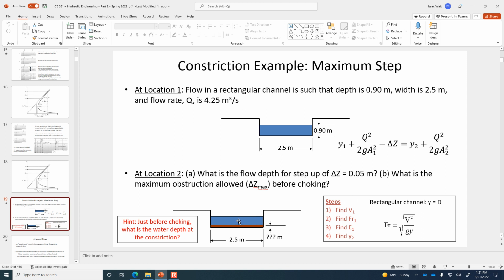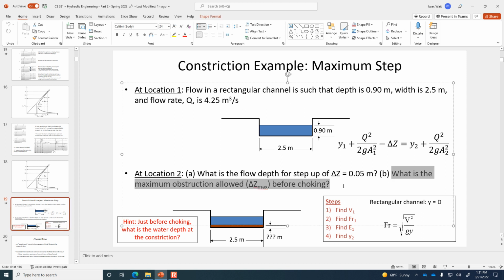But now, in part B of this example, it's saying what is the maximum obstruction allowed before there's choking. By choking, what I mean is before the obstruction is so high that it causes the flow at 1 to have to get deeper to accumulate enough energy to get up over the obstruction. So before choking or before pooling, it just means there's going to be temporary unsteady flow conditions where water accumulates upstream of the obstruction as the flow is gathering enough energy to get over the new obstacle.